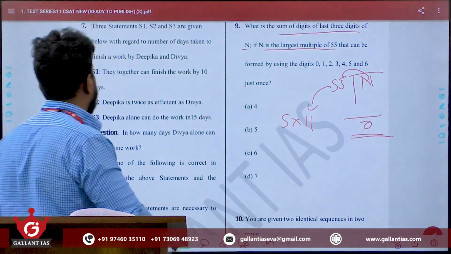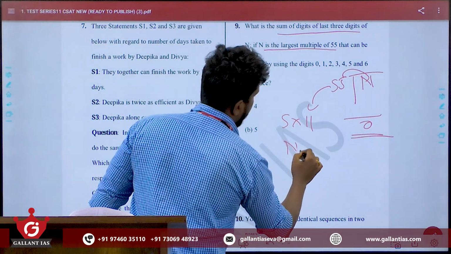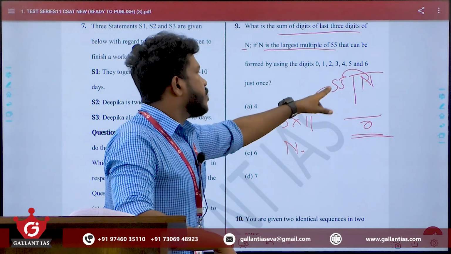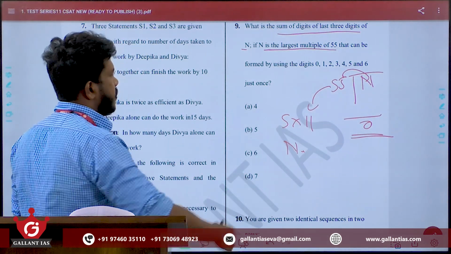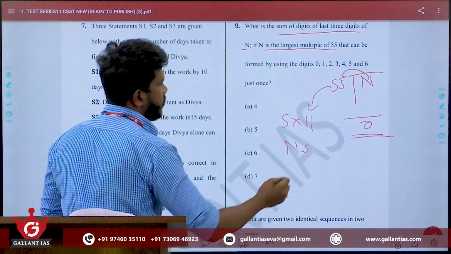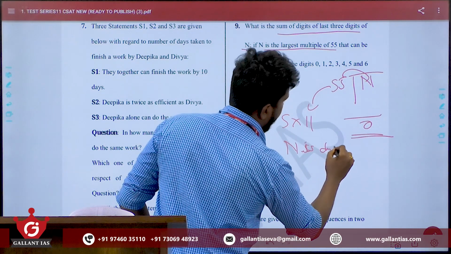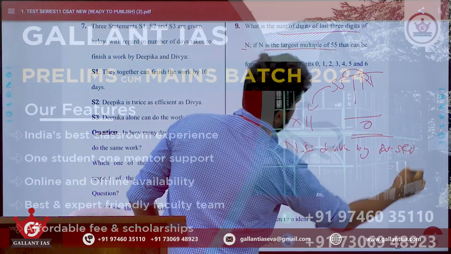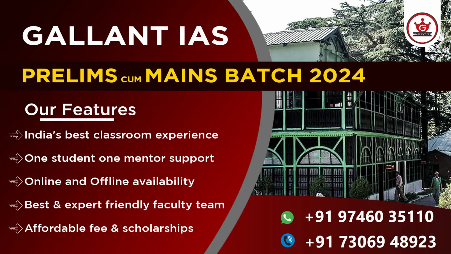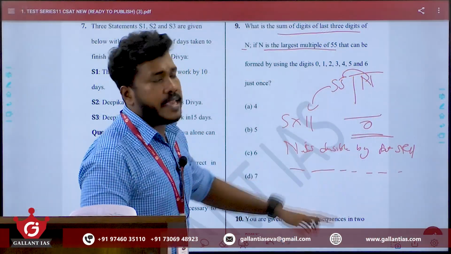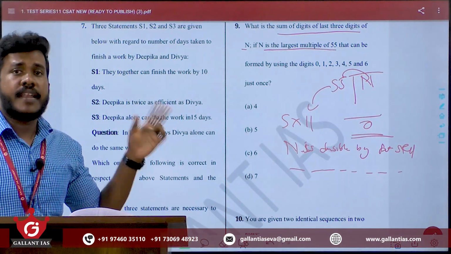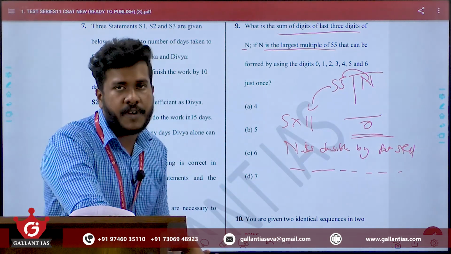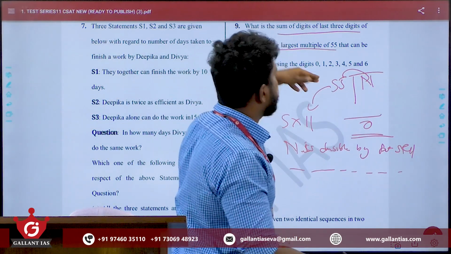So this point is very important. n should be a multiple of both 5 and 11, or you can say that n is divisible by both 5 and 11. So you need to find a 7-digit number in such a way that this number is divisible by both 5 and 11, and that should be the largest multiple of 55.